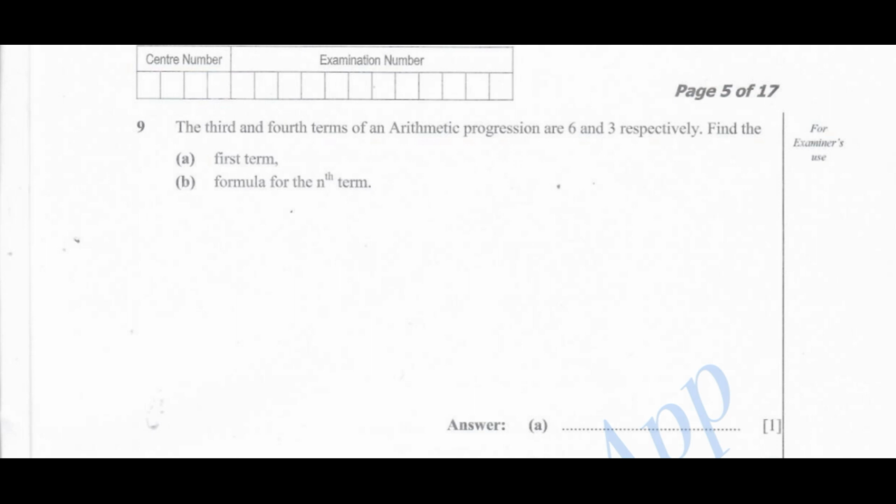Now we move on to question 9. The third and fourth terms of an arithmetic progression are 6 and 3 respectively. Find the first term. Okay, so we have our A here. First term we don't have. Second term we don't have. Third term we have it, so our third term is 6. Then our fourth term we also have it, that is our 3. So we are going to find the common difference.